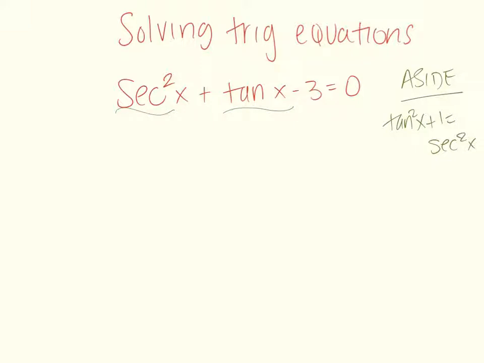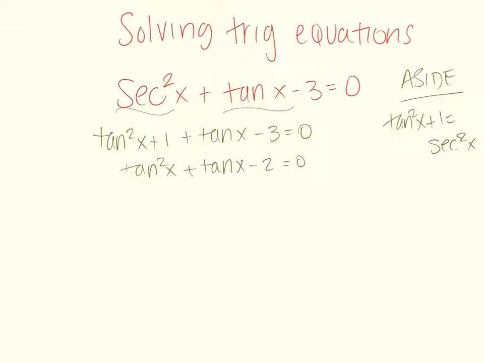This changes our equation to tangent squared x plus 1, making that substitution for secant squared x, plus tangent x minus 3 is equal to 0. When we combine like terms, we see tangent squared x plus tangent x minus 2 is equal to 0. In case you need a refresher, we could write this as y squared plus y minus 2 is equal to 0 just by letting y equal tangent x.